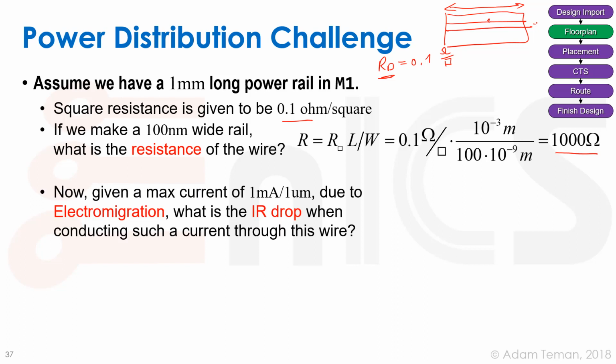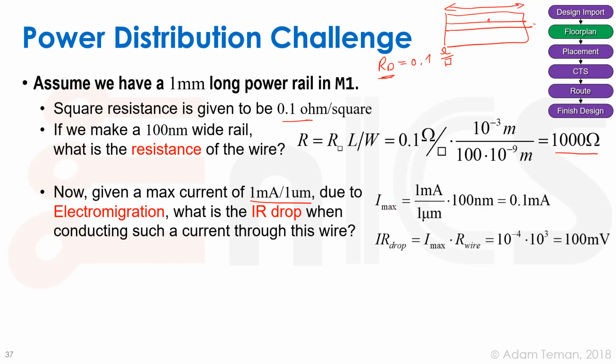So let's say we have a max current of 1 milliamp per micron. That's what the electromigration guidelines will tell us: don't have a current over 1 milliamp per micron. So let's say we design our power grid to be at max electromigration, and we have 1 milliamp per micron. What's the IR drop when we conduct this current through the wire?